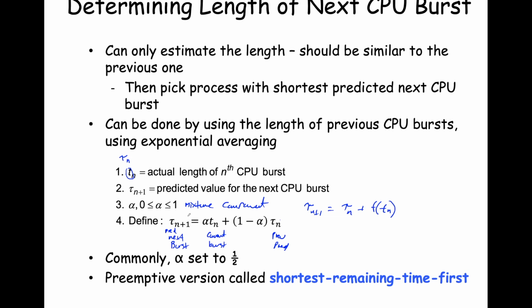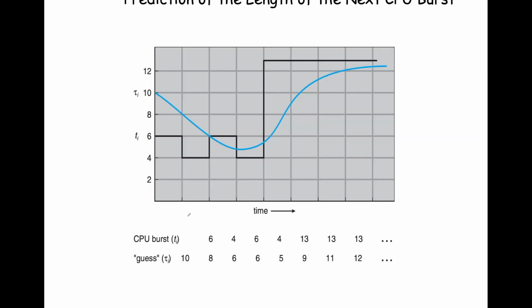You stop them and switch execution to another process based on how much time remains from their burst. Okay, so let's take a look at an example, and this is of the prediction of the length of the next CPU burst.